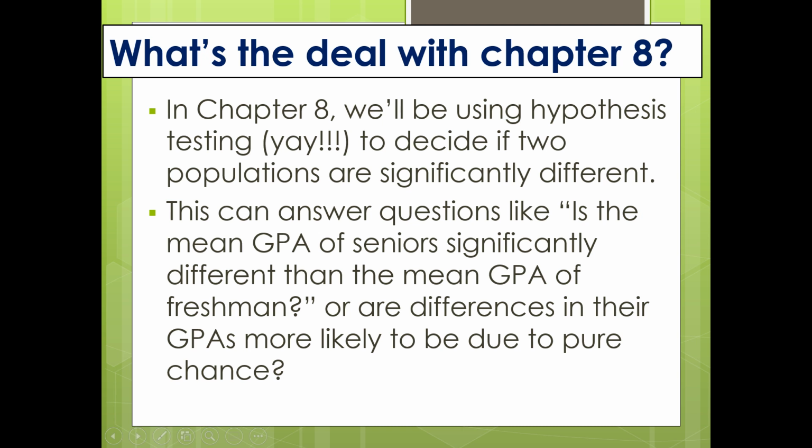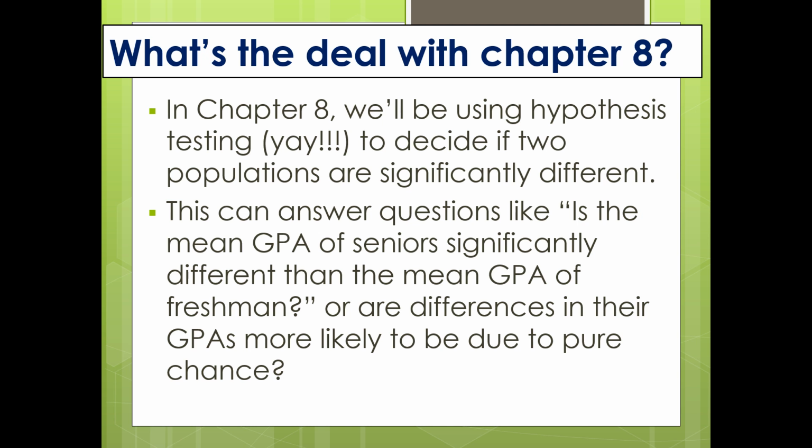Okay, so what is chapter 8? How does it differ from chapter 7? How does it differ from stuff that we've done before? In chapter 8, we're still going to be using hypothesis testing, so all that stuff about alpha and p-values and reject and fail to reject is still going to be involved in chapter 8. But instead of trying to figure out, is the mean 5 or something like we did in the last section, we're going to be figuring out if two populations are different from each other.